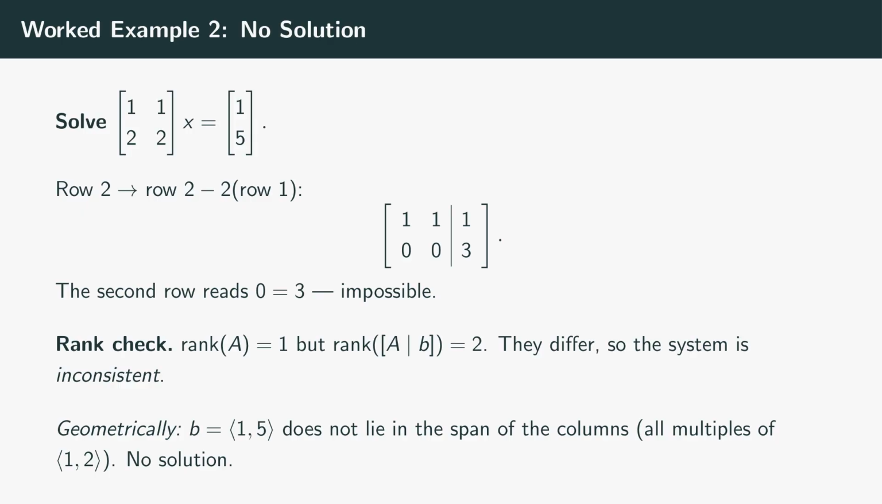Geometrically, the reason is clear. Both columns of A are multiples of the vector 1, 2, so the column space is a single line. The right-hand side, the vector 1, 5, does not lie on that line, so B is unreachable by any combination of the columns. When the target sits outside the column space, no solution can exist.